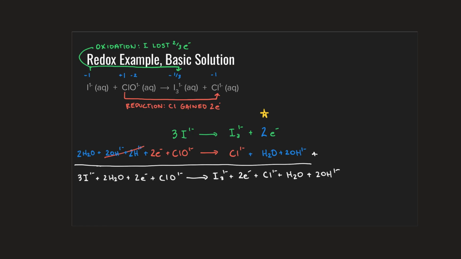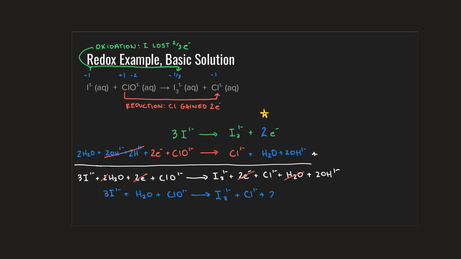I notice that I, again, have canceled out my 2 electrons, which is good. If those don't cancel, something went wrong, so we're good there. And then I can also simplify here, recognizing that I've got 2 waters on the reactant side and only 1 on the product side. Let's cancel out 1 water from both sides. And I'll rewrite my equation now, which gives me 3I1 negative plus H2O plus ClO1 negative forms on the product side I3 negative plus Cl1 negative plus 2 OH negative.